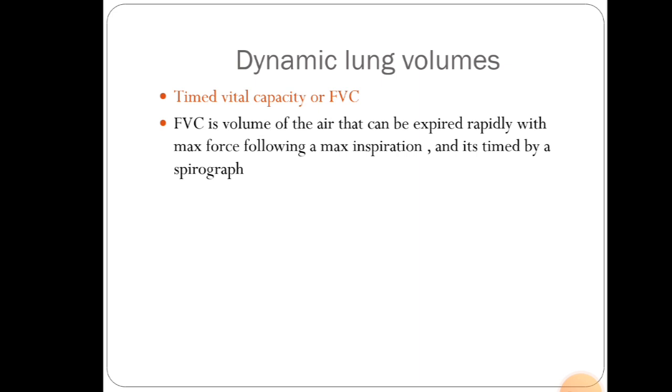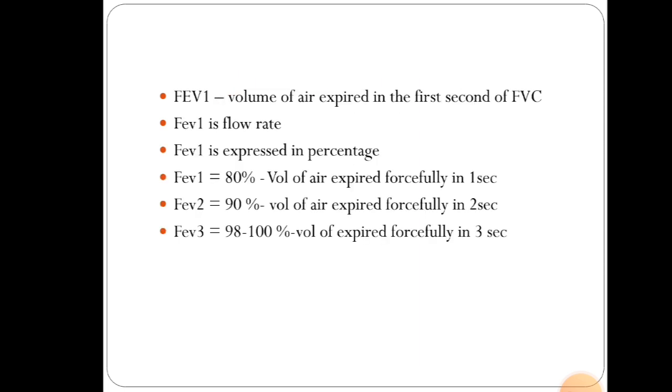We also have dynamic lung volumes. Timed vital capacity, or forced vital capacity, is the volume of air that can be expired rapidly with maximum force following a maximum inspiration. It is timed by spirograph. FEV1 is the volume of air expired in the first second of the forced vital capacity. It is basically a flow rate. FEV1 is expressed as a percentage, like 80% of the volume of air expired forcefully in 1 second, then in 2 seconds, and then in 3 seconds. So basically, the percentage increases.